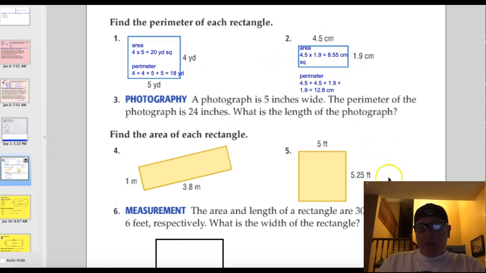This is kind of an interesting problem here. I've always liked doing this problem with kids. Photography: a photograph is 5 inches wide. The perimeter of the photograph is 24 inches. What's the length of the photograph? I think you have to draw this one out.